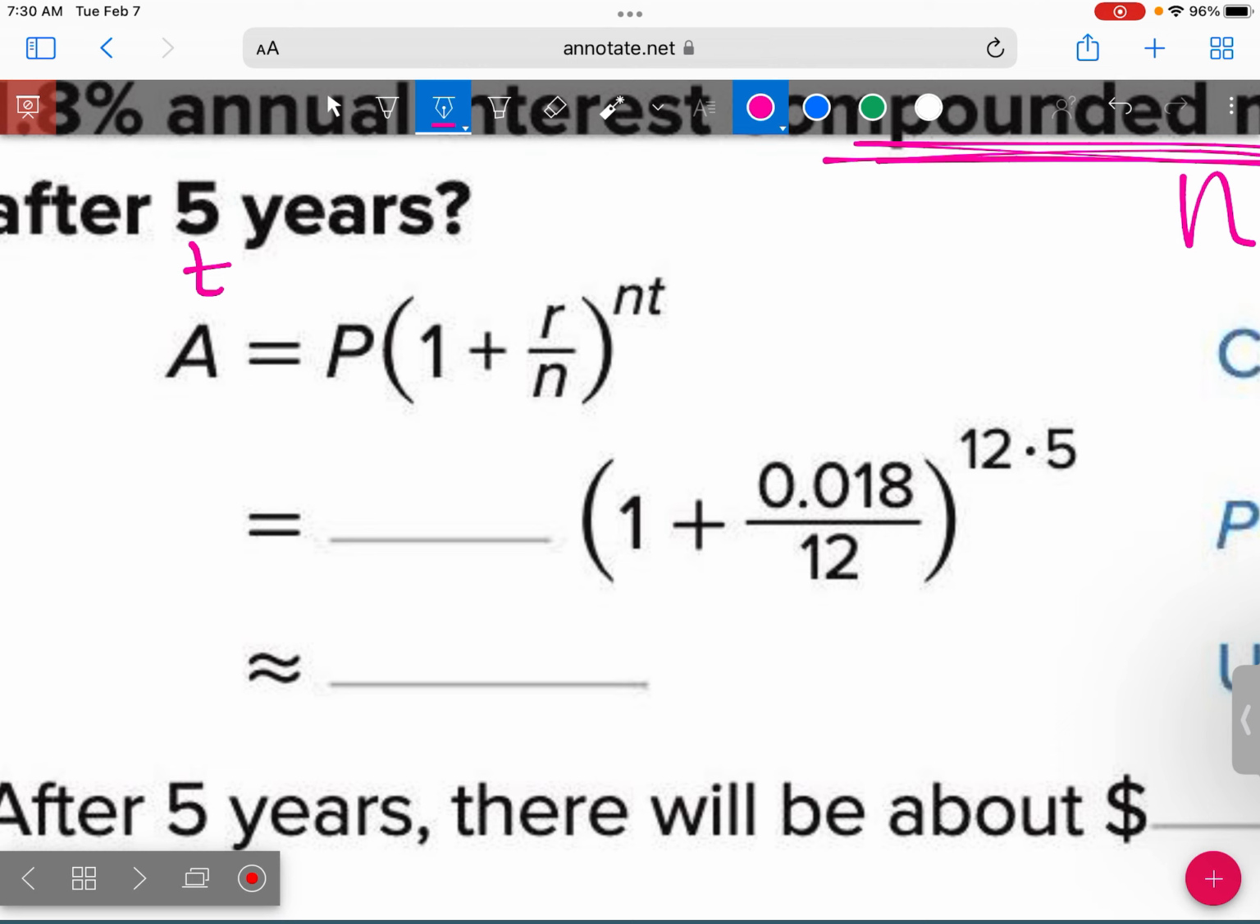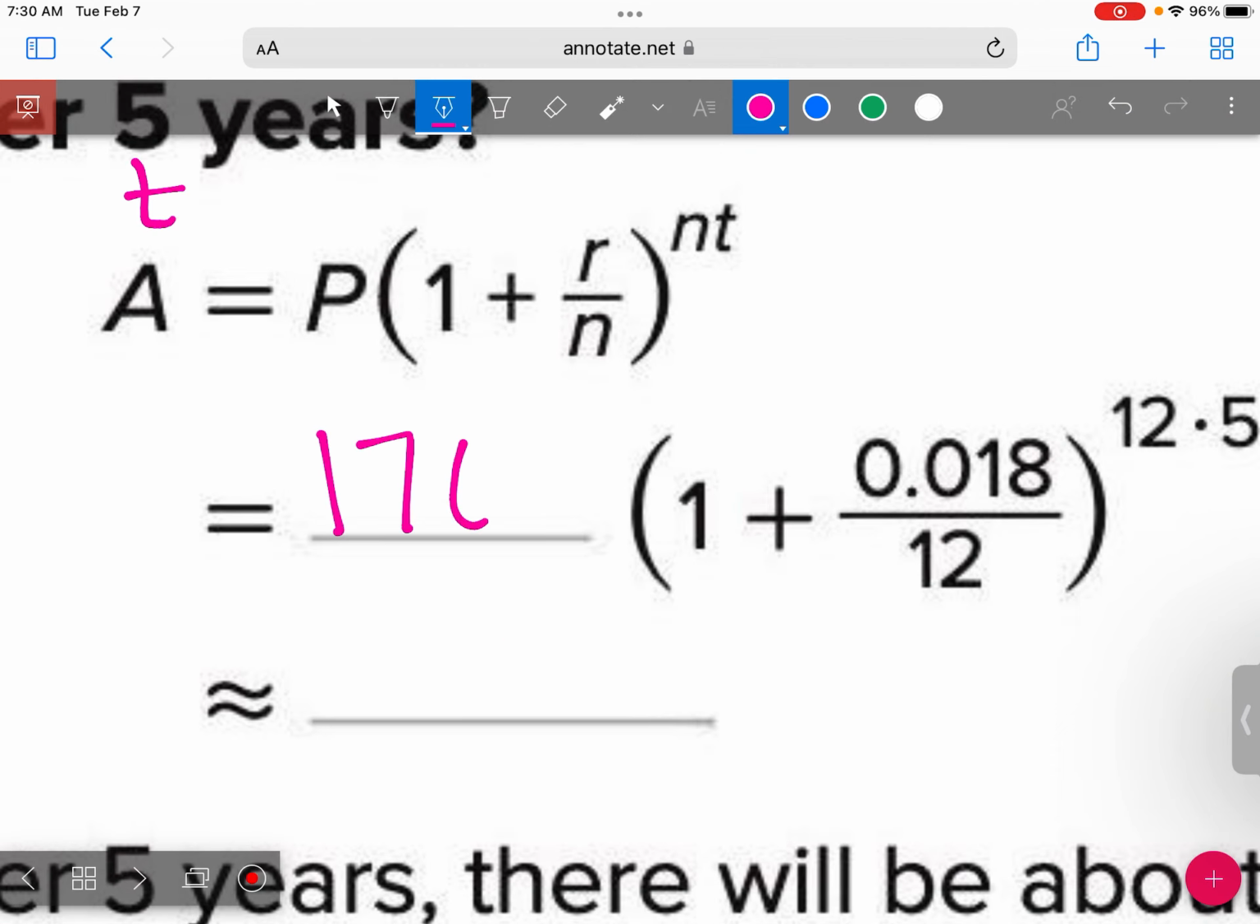So we can plug in our P, which we know is $1,700. So $1,700 goes here. And then it fills in the rest for us. But we already kind of figured out what R and T are. What do you notice about this equation, specifically about our fraction here, R over N, that looks different from the numbers we were actually given?